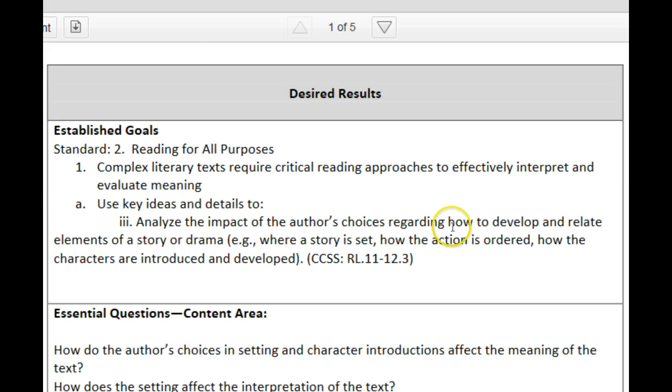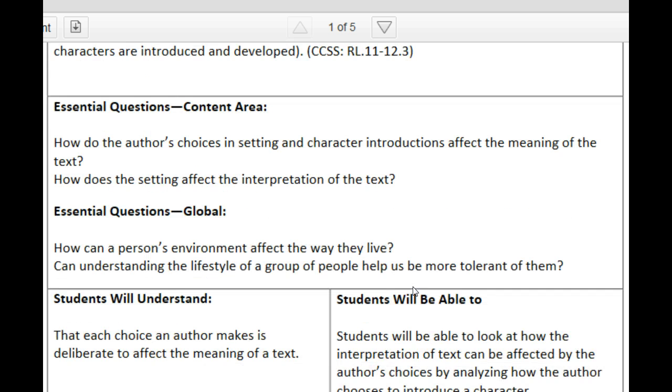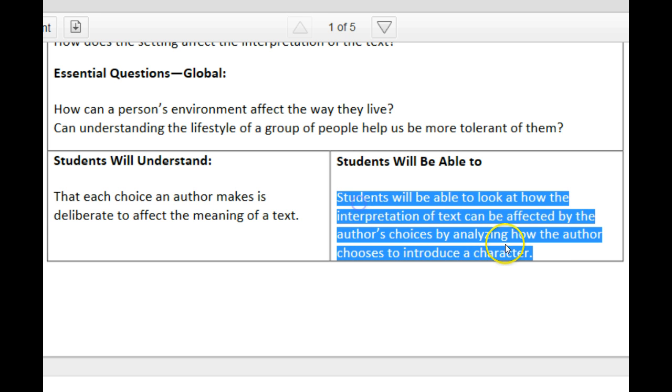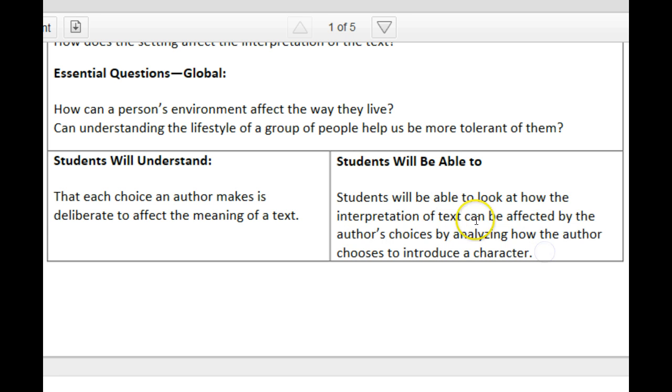So like I said, a perfect goal to choose for looking at the beginning of this text, all right? Love your essential questions, and I like your students will be able to here. You might want to do a little bit of an extension. So you have students will be able to look at how the interpretation of text can be affected by the author's choices. So there's a by clause. And here's another by clause, by analyzing how the author chooses to introduce a character, okay?